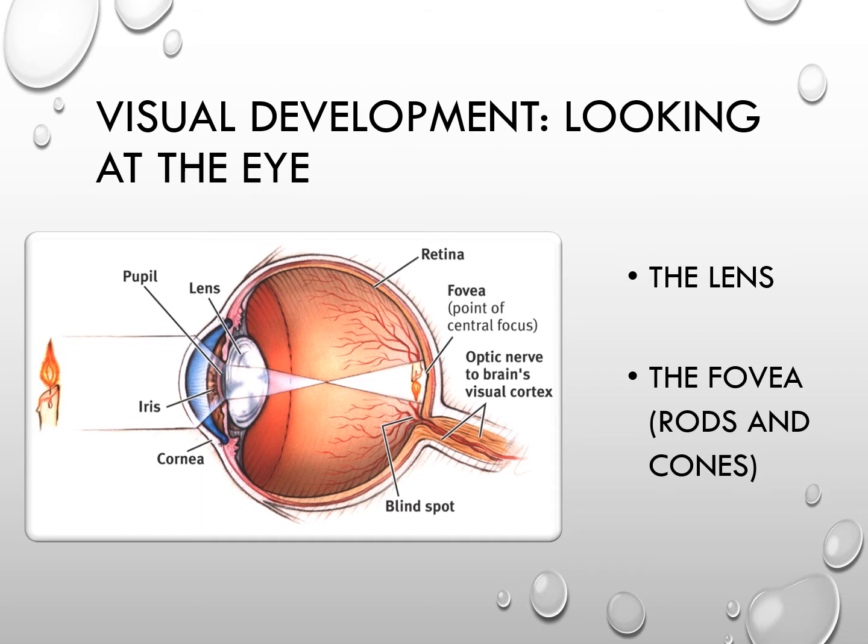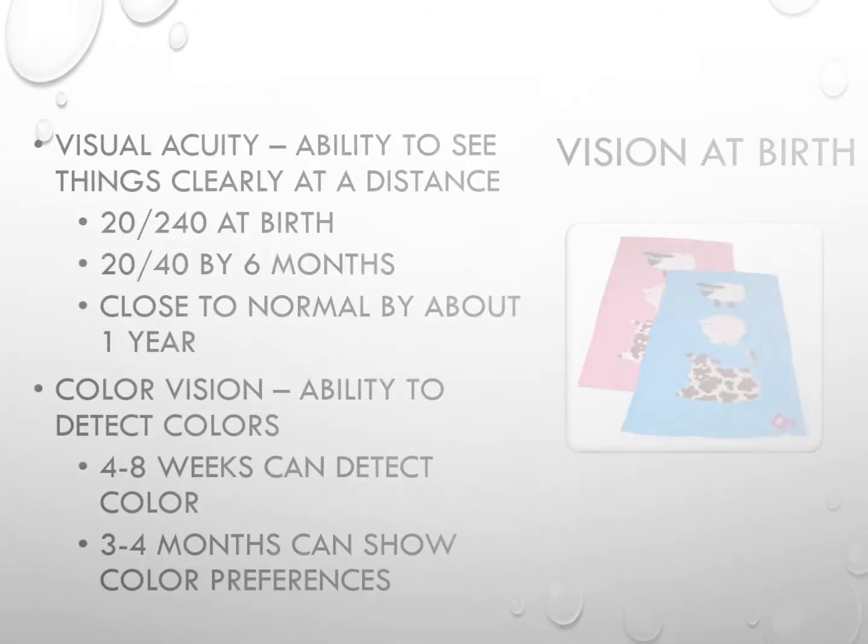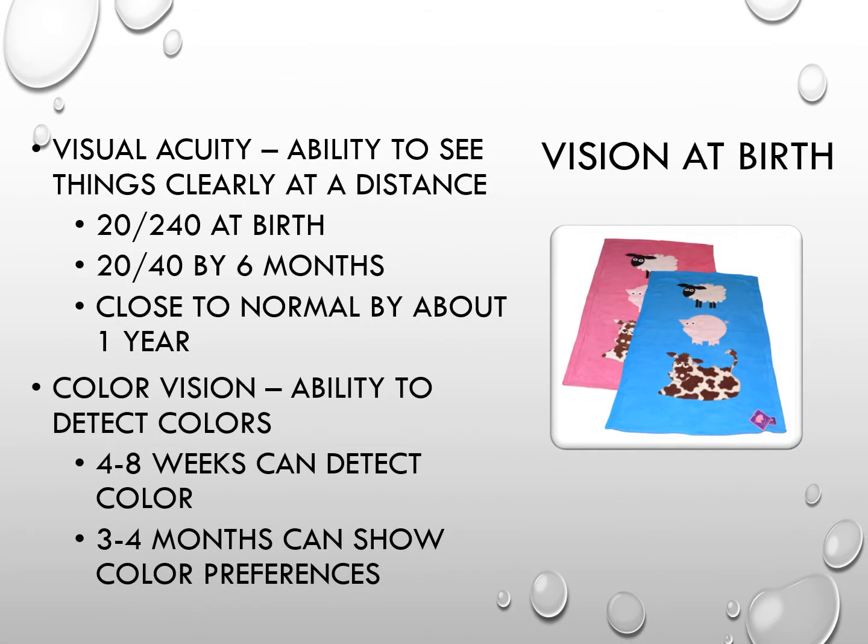But how do these structures, the rods and cones and the lens, relate to development? What we see is at birth, even though a lot of the structures within our eye are there, you essentially have the cells waiting and ready to go. You have the lens sort of there and built. There's still a lot of work to be done in terms of the fine tuning of our visual skills.